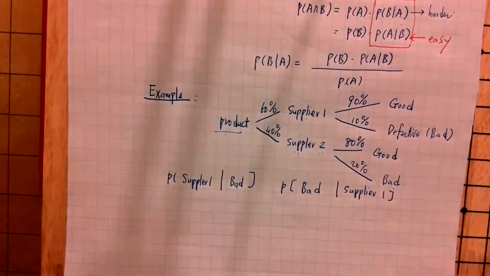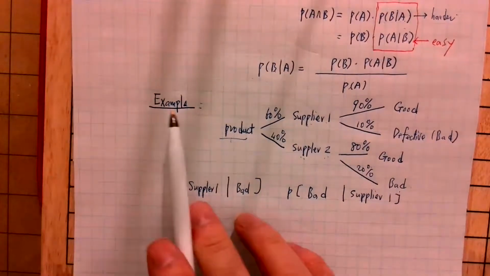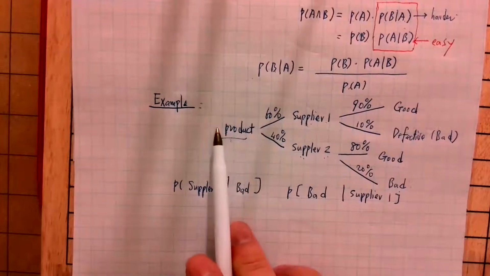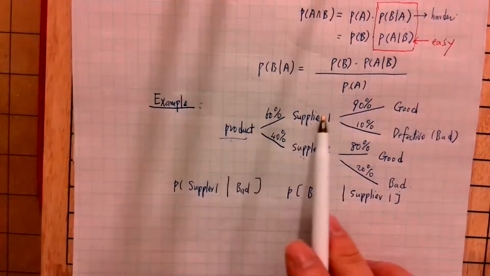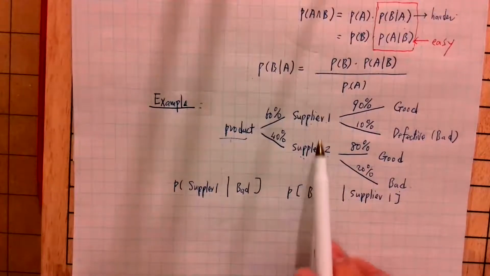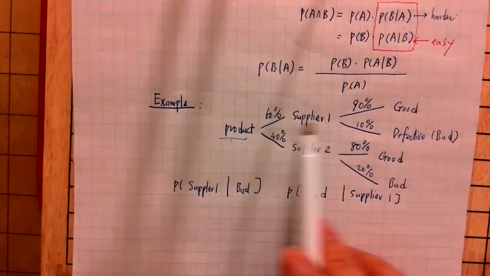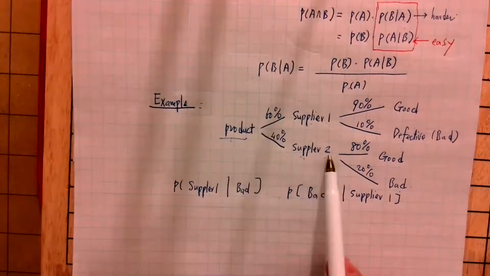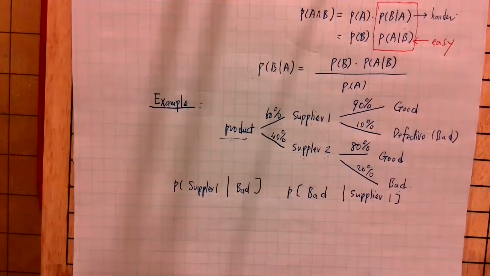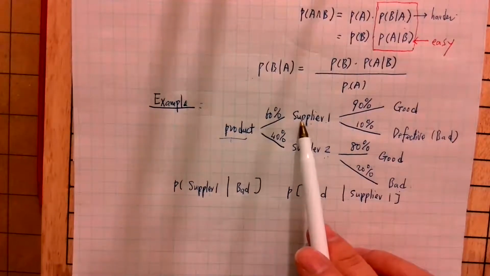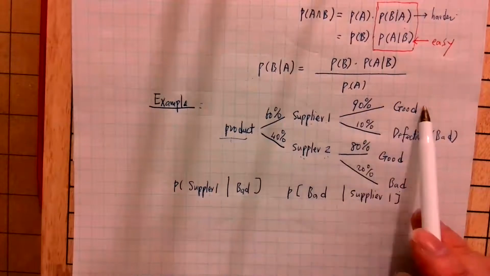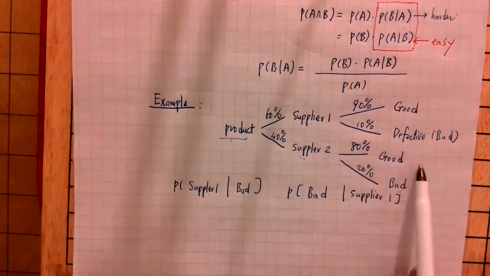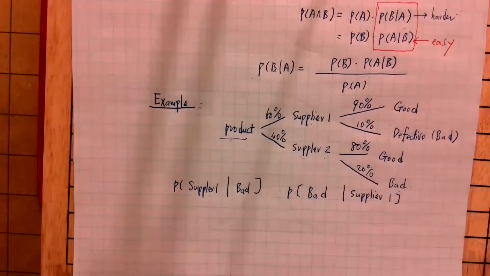Okay, look at here, I'm recording now, okay? This example says a company needs a certain product, and the product can come from two suppliers, supplier 1 and supplier 2. Supplier 1 provides 60%, okay? Supplier 2 provides 40%. Among those products provided by supplier 1, 90% are good, 10% are bad. And for supplier 2, 80% are good, 20% are bad, okay?